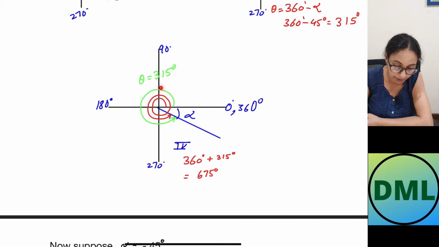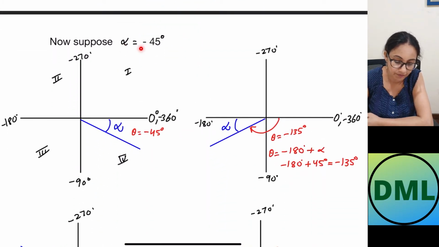So the green part, as you can see, this theta is given by 315 degree, which is the same as the previous answer. Now because I am taking two rounds here, that means I completed 360 degree and then I went 315 degrees more. So my theta will be given by 360 degree plus 315 degrees, which will be equal to 675 degrees.